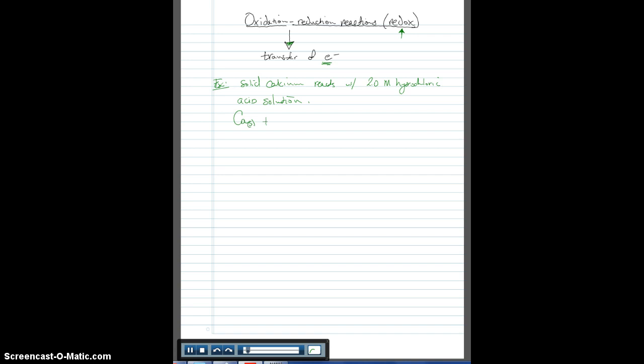Solid calcium plus HCl. And what's going to happen here is this type of reaction we call an oxidation reduction reaction, but we also call it a single replacement reaction. Essentially, the metal is going to replace the metal. So calcium is going to go with chlorine. Calcium forms a 2+ charge, chlorine a 1-. So we have calcium chloride.